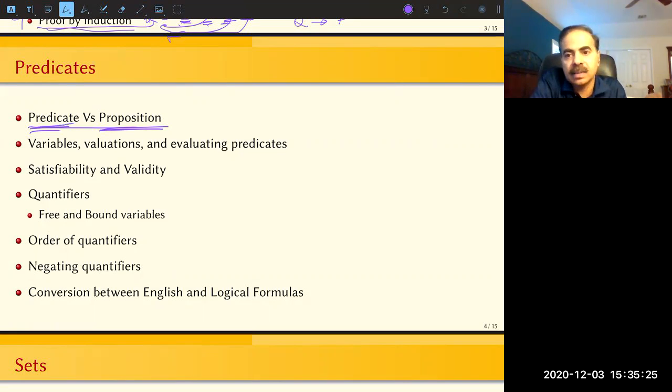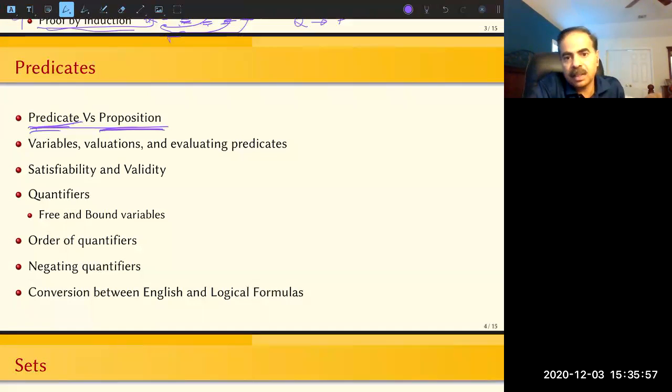But in the predicate case, the variables can take values from infinite sets, which means that evaluating formulas and checking whether a formula is true is no longer a straightforward task, right? In the case of propositional formulas, it is a straightforward task. Sometimes it may take you a long time, but it is something that you can verify in a finite amount of time using something like a truth table.